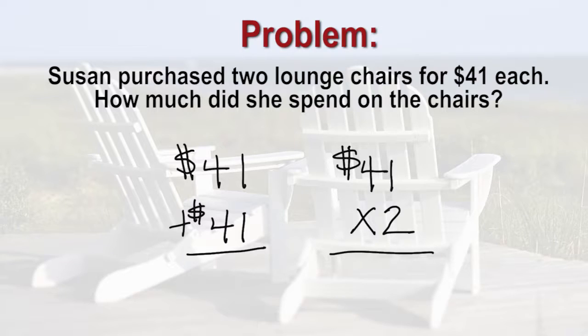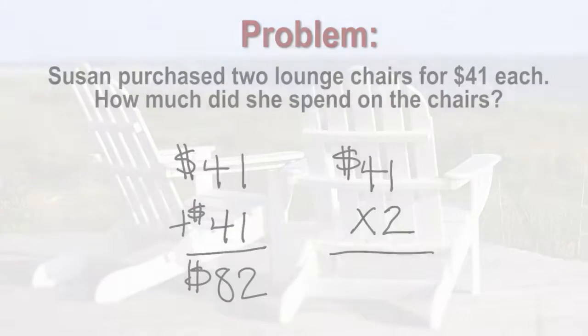Whenever I see the multiplication symbol, I like to think groups of, which is what my addition problem shows, 2 groups of 41 or 41 doubled. If I add 41 plus 41, that equals $82. Susan spent $82 for her 2 chairs. Let's try another problem and see if we can use repeated addition and doubling again to help us solve it.